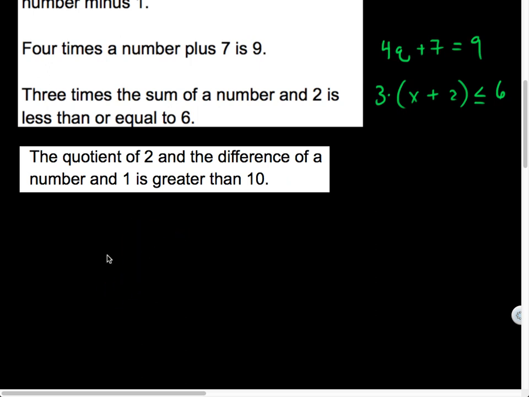I messed stuff up. Okay, here's my little writing. There we go. So the quotient of, what am I dividing? I'm dividing 2 and what? A number. And what? Let's see, what's this word mean? Subtraction. So I'm subtracting 1? So no, it's the difference of a number and x minus 1. X minus 1 like down here hanging out?